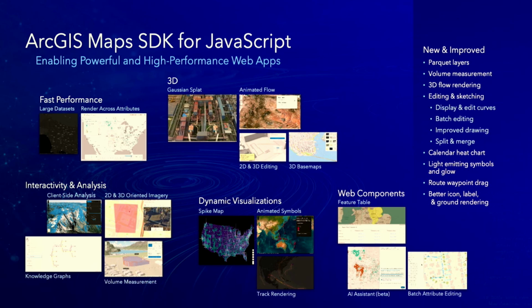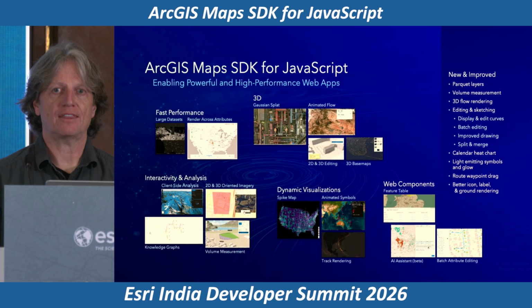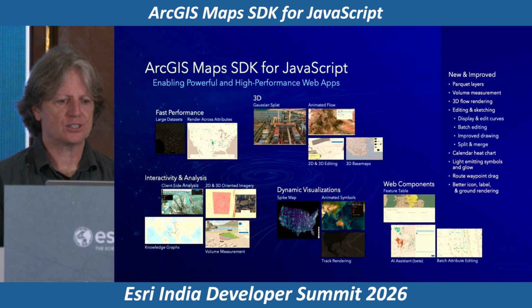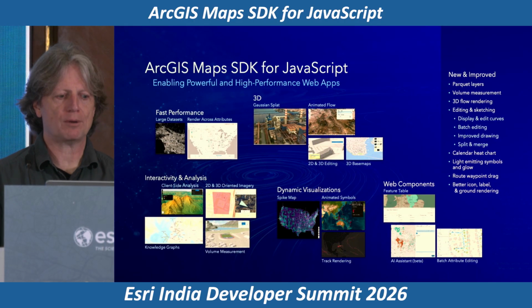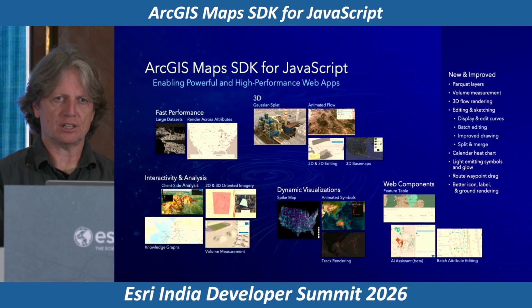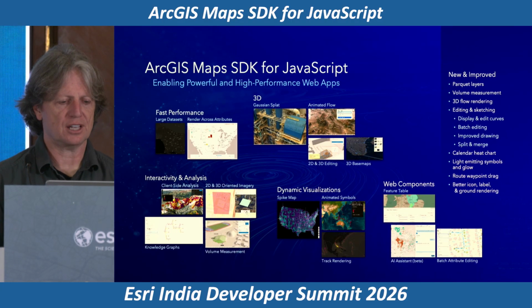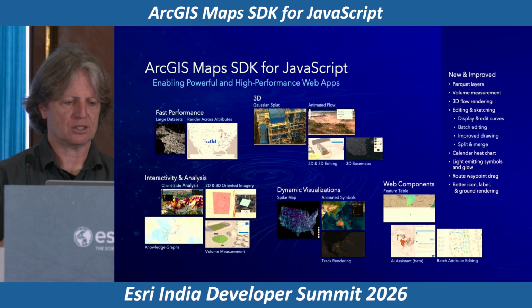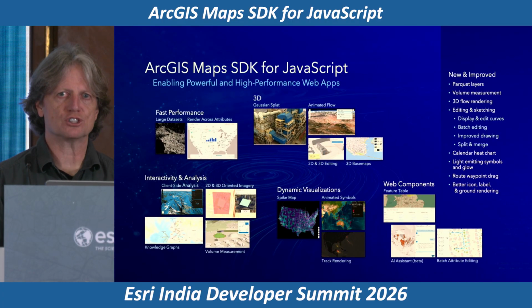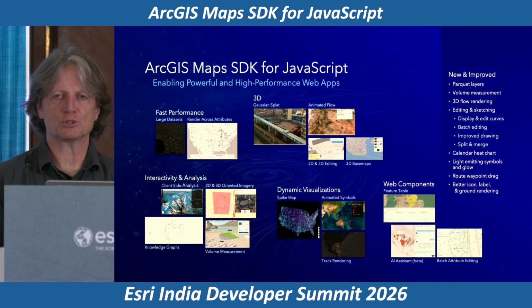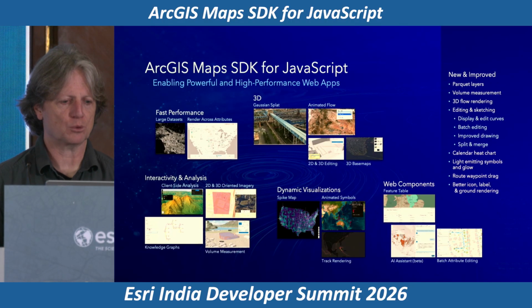We've got one other SDK to talk about, and that's the ArcGIS Maps SDK for JavaScript. This is what you use when you're building web applications. Like all the others, performance is at the heart of this SDK. The team really works very diligently to ensure that all the capabilities that they add maximize the performance while running inside of the web browser.